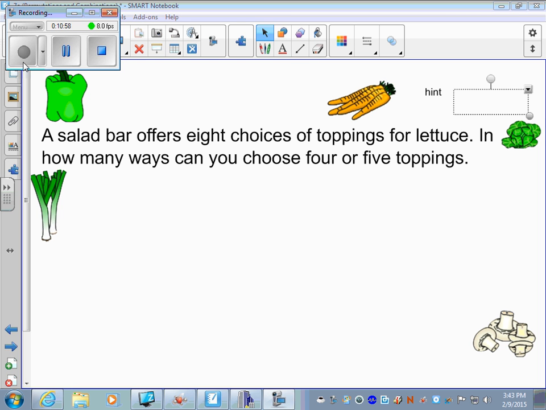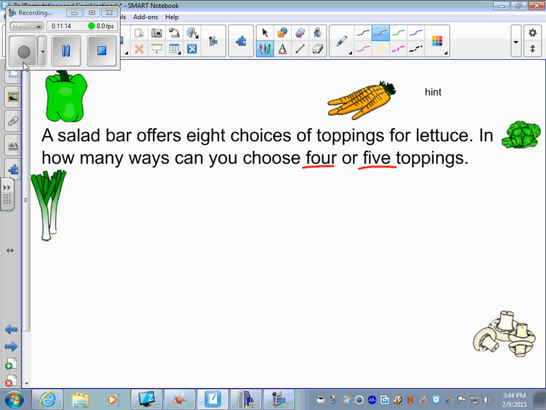A salad bar offers 8 choices of toppings for each lettuce. How many ways can you choose 4 or 5 toppings? So here we're choosing 4 or 5, very vague. Those are groups of toppings. So this is a combination. There are 8 total, so it's 8 combination. We're choosing 4, and or, I see an or, so that's plus.